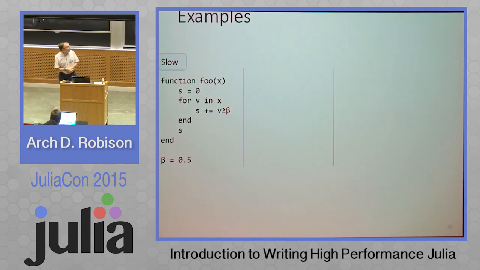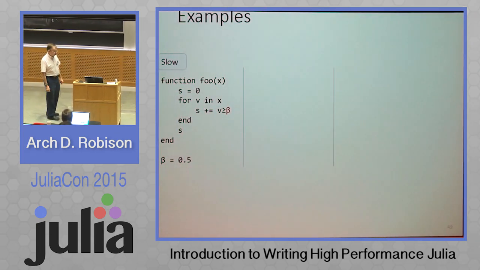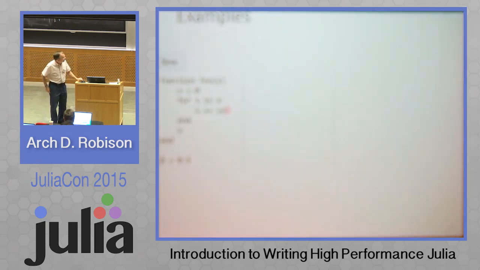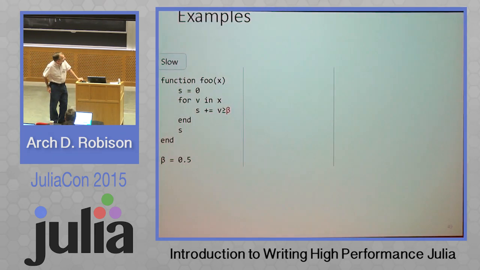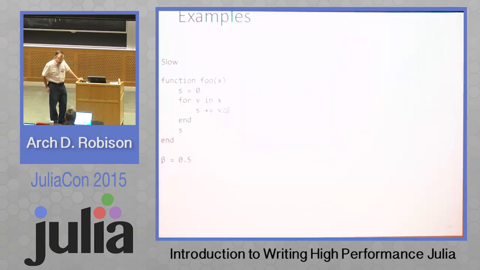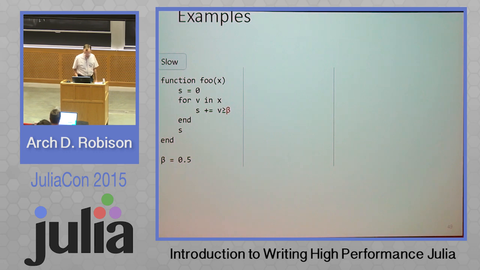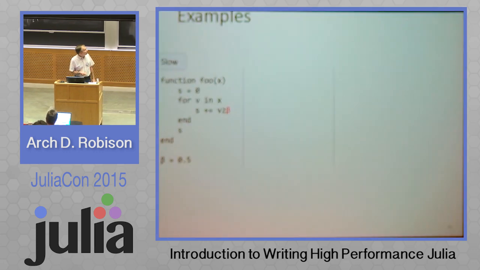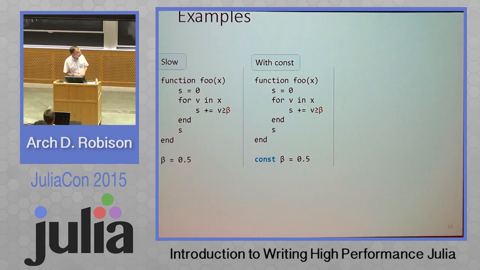So here's an example with the problem. I have a function foo with a global variable beta there. Every time the code references that global variable beta, it's going to have to check the type there. The type inference is going to basically give up on the types of anything inside that loop, and the code is going to be slow.